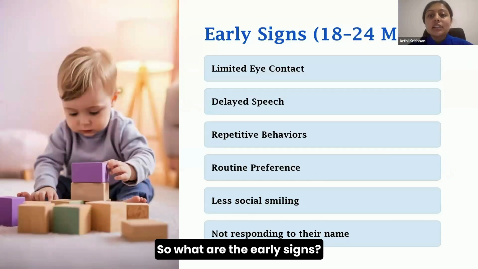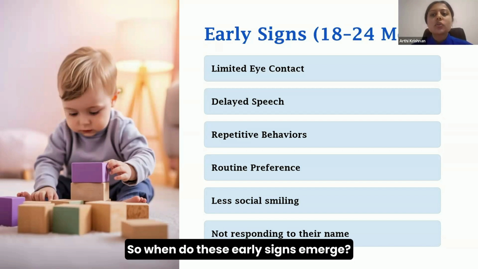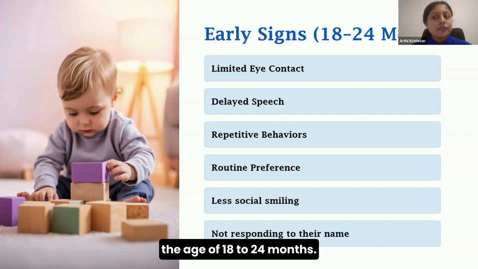So, what are the early signs? When it comes to early signs, there are some markers which parents or caregivers can notice. So, when they notice these early signs, they can be aware. So, when do these early signs emerge? These early signs emerge between the age of 18 to 24 months. So, by the time a child is 2 years old, you can notice at least a few of these signs which can indicate the presence of autism spectrum disorder. So, what are these signs?